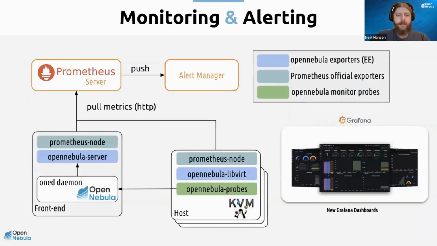Here's a little bit of an overview of how all this works. The front-end server for OpenNebula is running the oned daemon, which will also run a Prometheus node that'll pull the metrics directly to the Prometheus server. Additionally, the hosts, which run the OpenNebula libvirt and system probes, will also have the Prometheus node that reports its metrics to the Prometheus server. All this gets pushed to the alert manager to let you know if there's any issues going on in your cloud in a meaningful amount of time. And then you can also, of course, use the Grafana interface there to monitor all of your system as well.